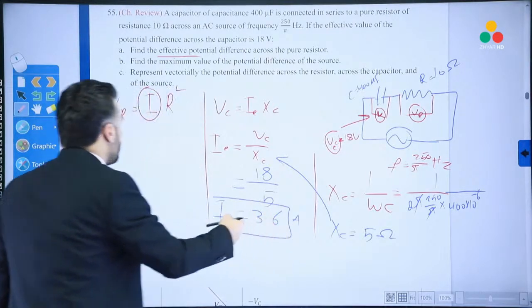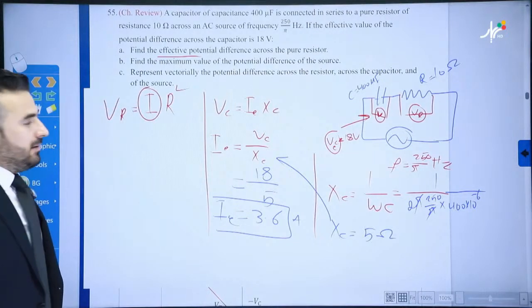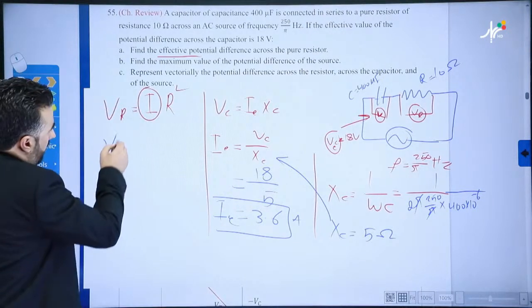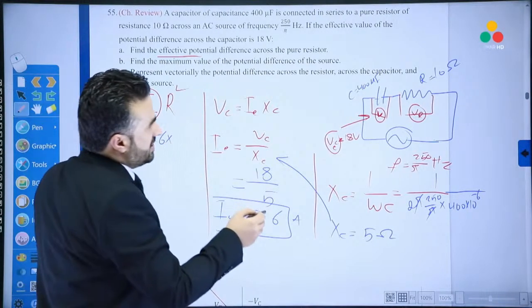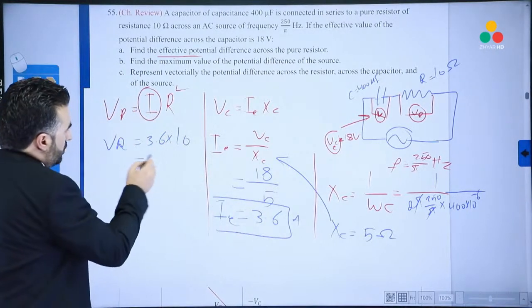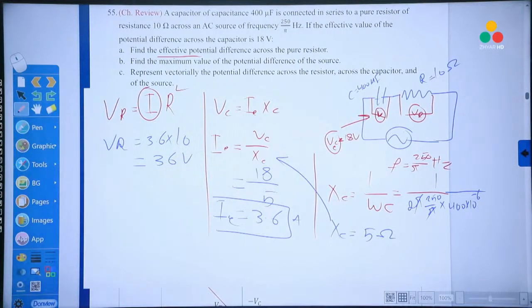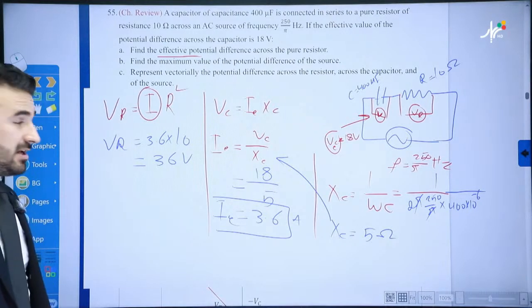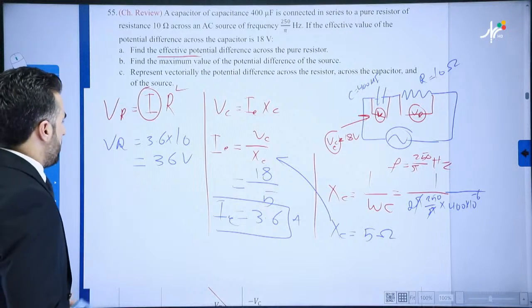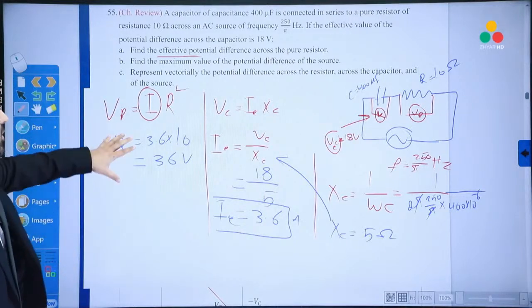Don't forget this. Now I can use this value right here to find the voltage over the pure resistance. So VR equals the current, 3.6, multiplied by the resistance of the resistor, which is 10. So we can say 36 volts. That's a bit high, but this is what it is. 3.6 times 10 obviously equals 36 volts. Now that is the first part of the question.